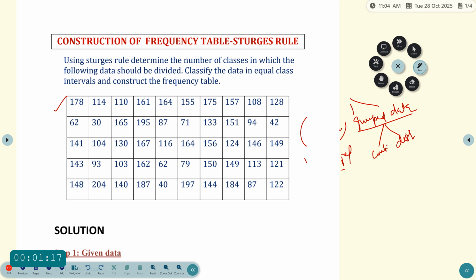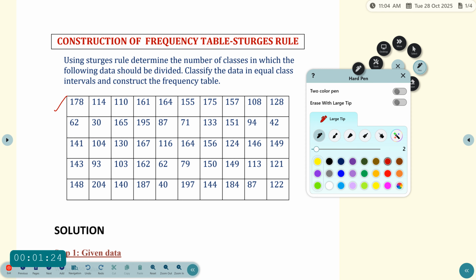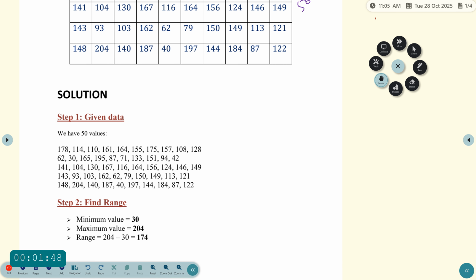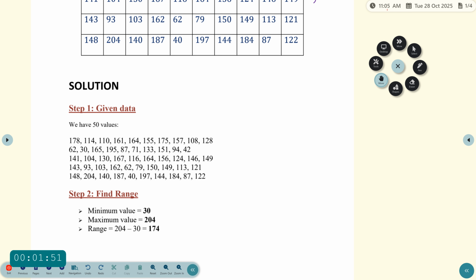Now, in this class, we are going to discuss how to frame a frequency table using Sturge's rule for the collected raw data. Let us see one example. These are the data that we recorded. How many data are there? Here we have 50 data, 50 observations collected and recorded. Let us see how to frame the frequency table.